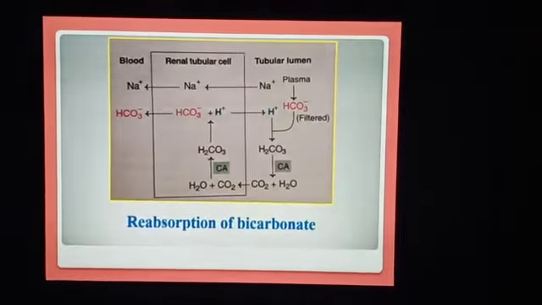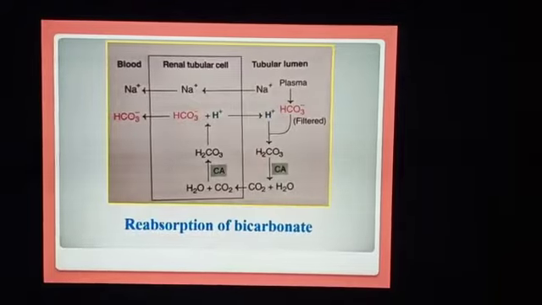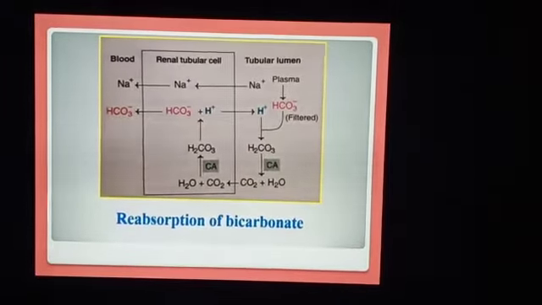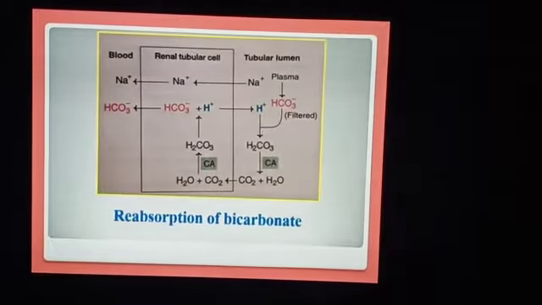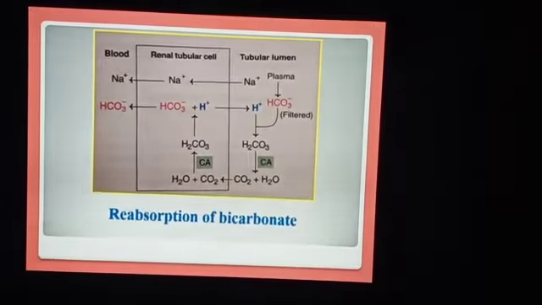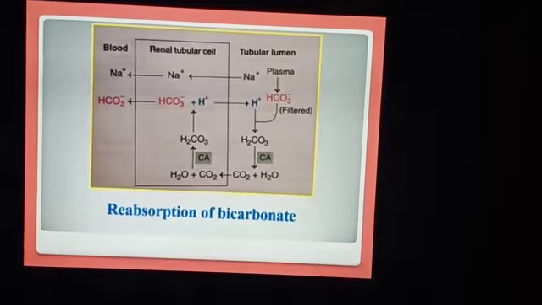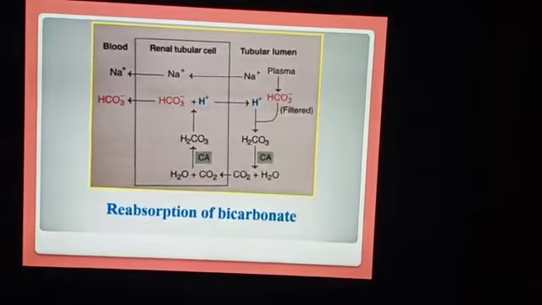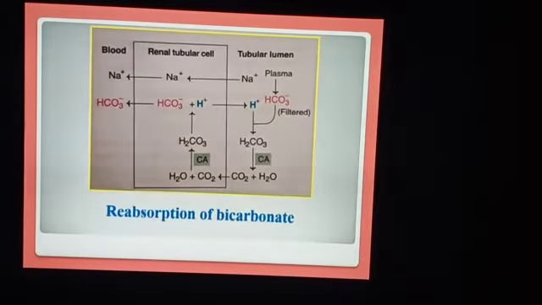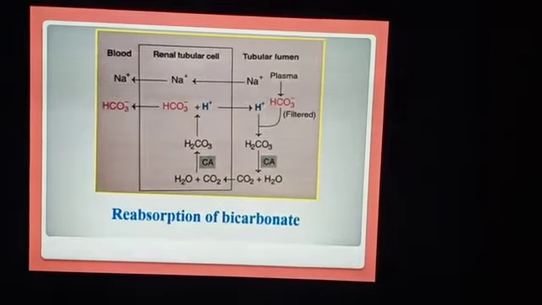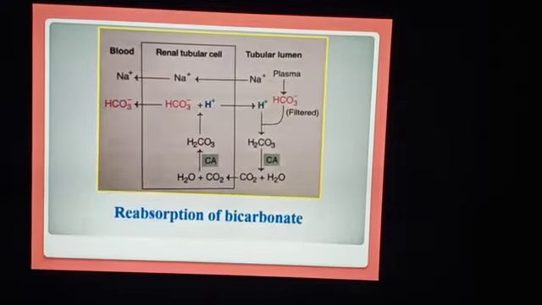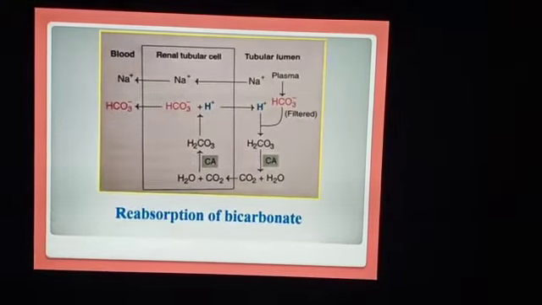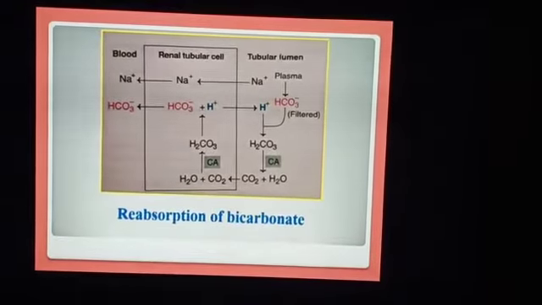Then, reabsorption of bicarbonate. Here the carbonic acid is again formed with carbonic anhydrase. So this bicarbonate, which is present in the plasma, combines with H plus ions to form carbonic acid. That carbonic acid again forms CO2 and water in the presence of carbonic anhydrase, and the higher concentration of CO2 enters into the renal tubular cells.